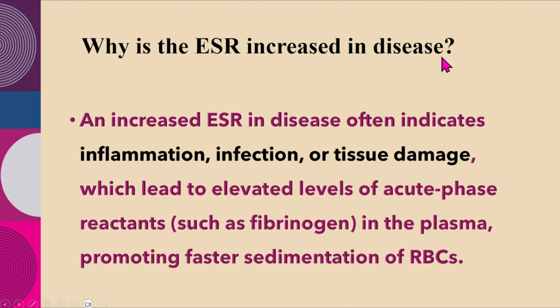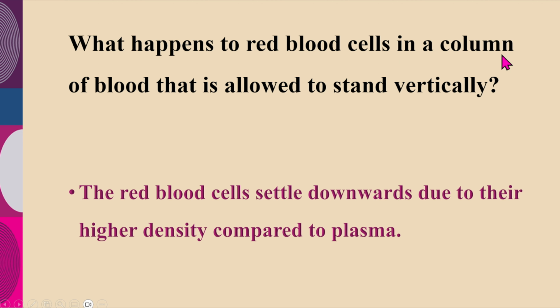Why does the ESR increase in diseases? An increased ESR in disease often indicates inflammation, infection, or tissue damage, which leads to elevated levels of acute phase reactants such as fibrinogen in the plasma, promoting the faster sedimentation of red blood cells. What happens to the red blood cells in a column of blood that is allowed to stand vertically? The red blood cells settle downwards due to their higher density compared to plasma.